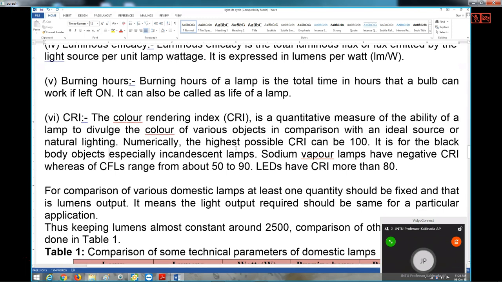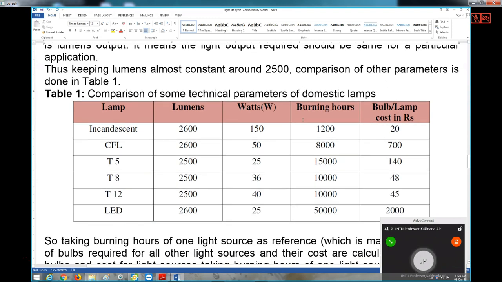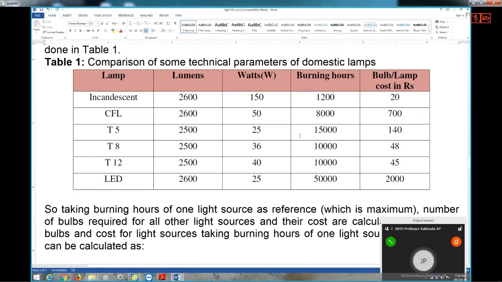Now the sodium vapor lamp has a negative CRI, whereas CFL lamps range about 50 to 90, and LEDs have a CRI of more than 80. Now coming to the comparison, keeping lumens almost constant at around 2500 lumens, the comparison of various parameters of different lamps is shown in this table. Look at this type of lamp. Lumens we are going to keep the same. Then the corresponding watt rating, burning hours, and the bulb cost in rupees.